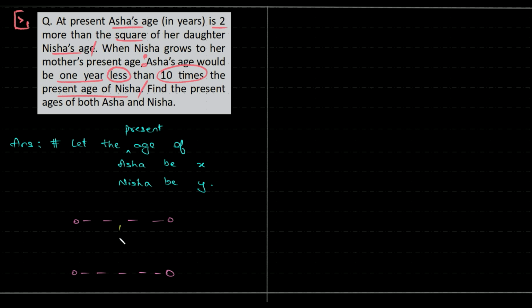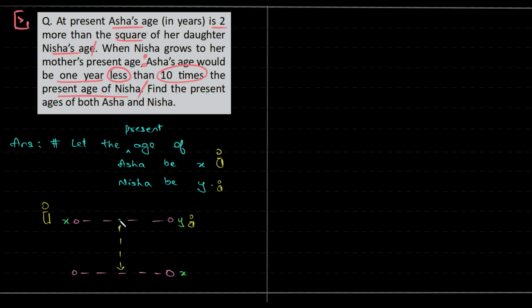So we have this is the mother and this is the daughter. On the present line we have X and Y. They're talking about when Nisha, the daughter, turns to her mother's age, that is when Y becomes X. Agree? Till here I think it's very simple.